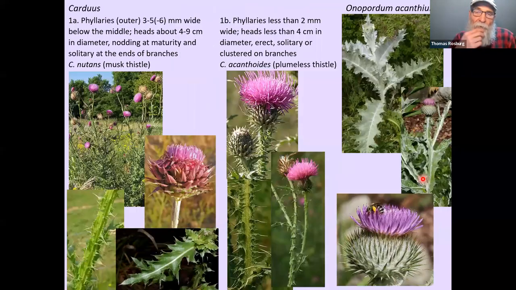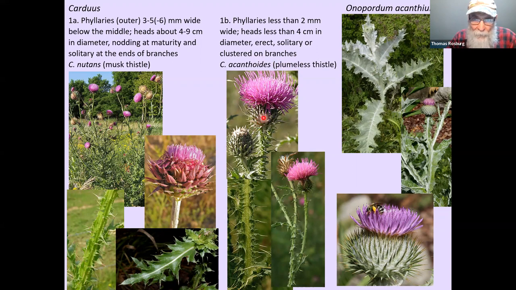All right, so now we're going to go ahead and key out the two Carduus that are in Iowa, and that's done by looking at those involucral bracts, the phyllaries. It says that the phyllaries in 1A are 3 to 5 millimeters wide. Well, these are the phyllaries right here, and that's definitely what those look like. If you contrast it with the other one, the phyllaries are less than 2 millimeters wide. That's going to lead to acanthoides. And that's what this one is right here.